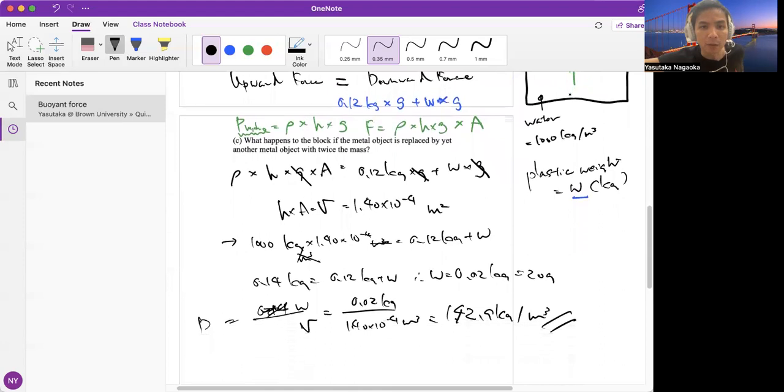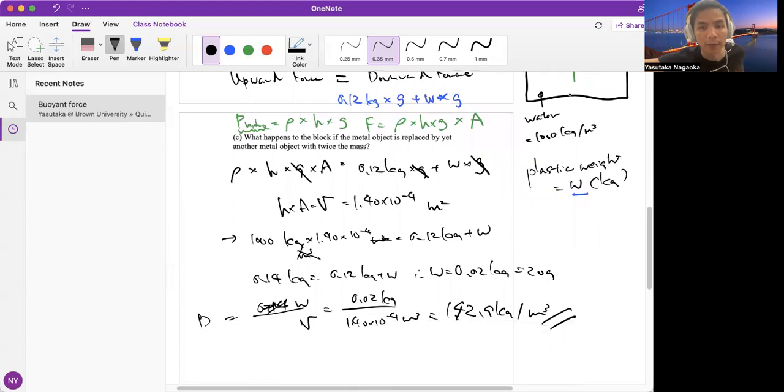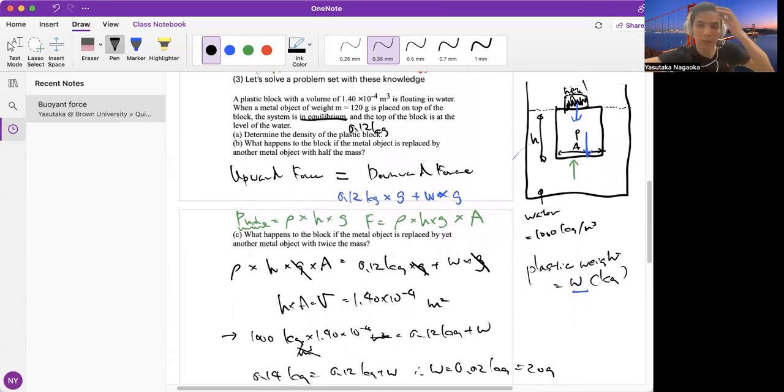For C, what happens to the block if the metal object is replaced by yet another object with twice the mass? So basically for this one, you can also use your common sense. If you have too much weight, this object is going to sink. So this is going to be the answer.